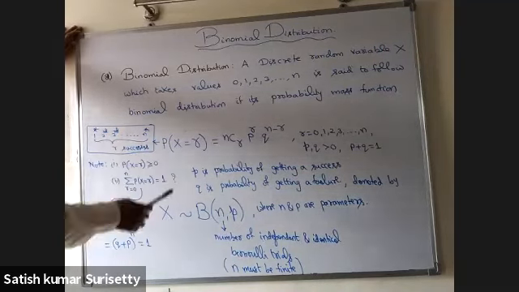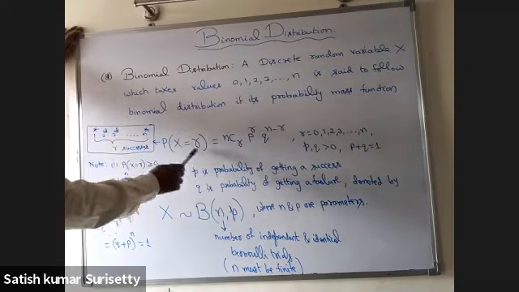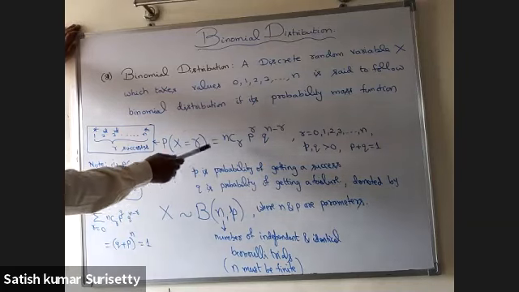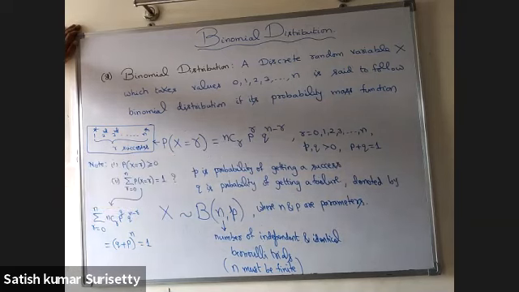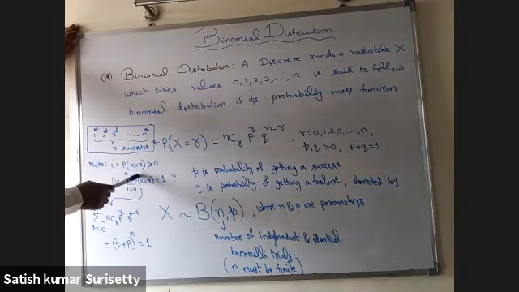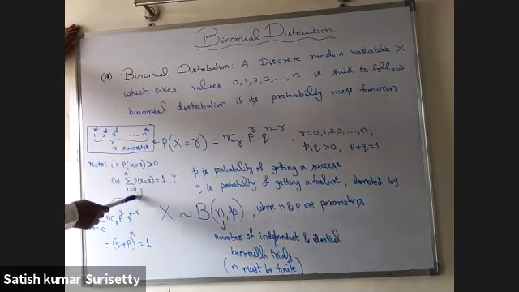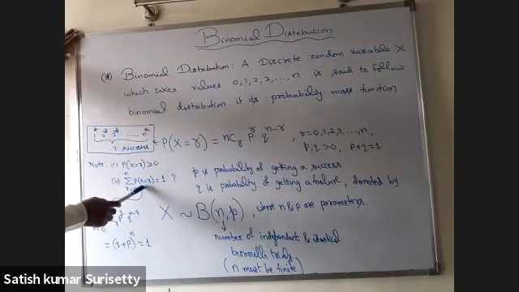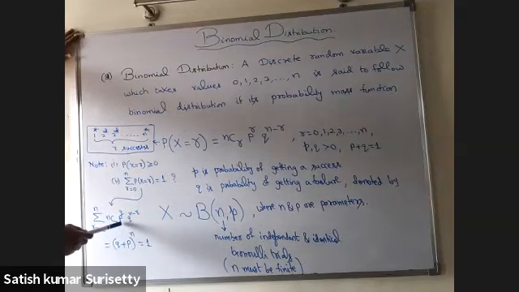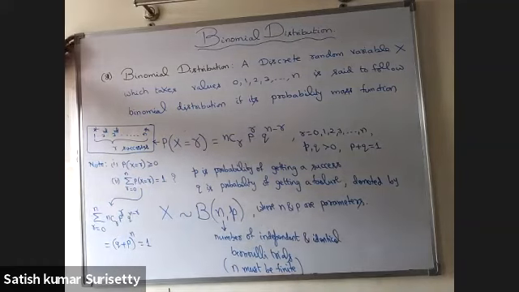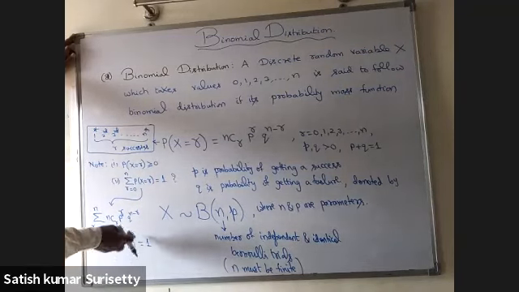Now, we need to check whether this corresponds to a probability mass function or not. It should satisfy certain conditions: each value must be positive and the sum must be equal to 1. Each value is positive for different values of r, so P(X = r) is always greater than or equal to 0. And the sum over r from 0 to n of P(X = r) should also equal 1. Now, using the binomial theorem, the sum over r from 0 to n of nCr p^r q^(n-r) is the same as (q + p)^n. But q plus p equals 1, so (q + p)^n is also 1.